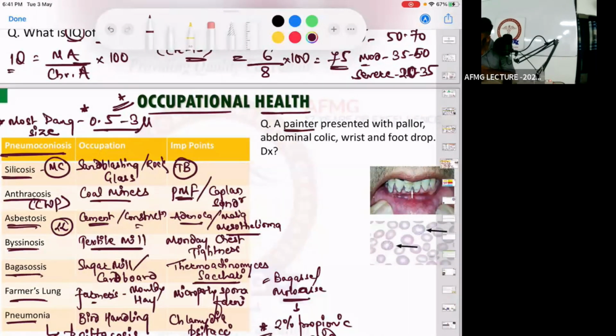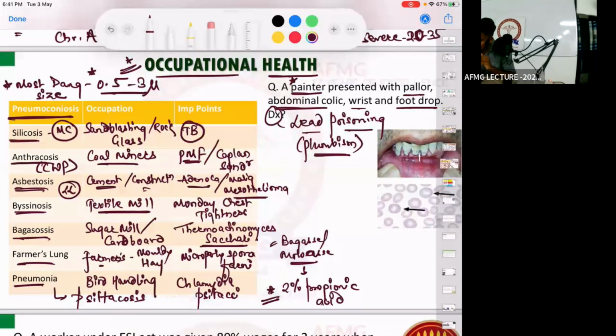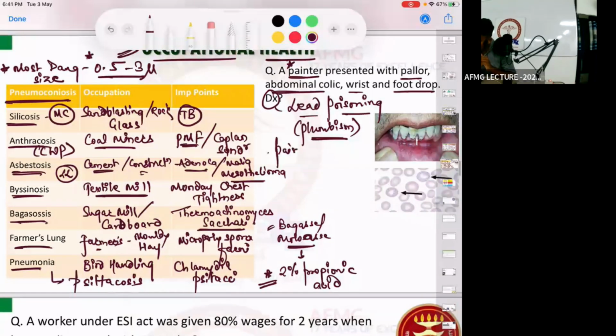A painter presented with pallor, abdominal colic, wrist and foot drop. Diagnosis would be? The diagnosis would be lead poisoning. Lead poisoning is also called plumbism because lead is known as plumbum. It is more common in which occupation? Painters. And therefore it is also termed painter's colic, because a painter presents to you with abdominal colicky pain.